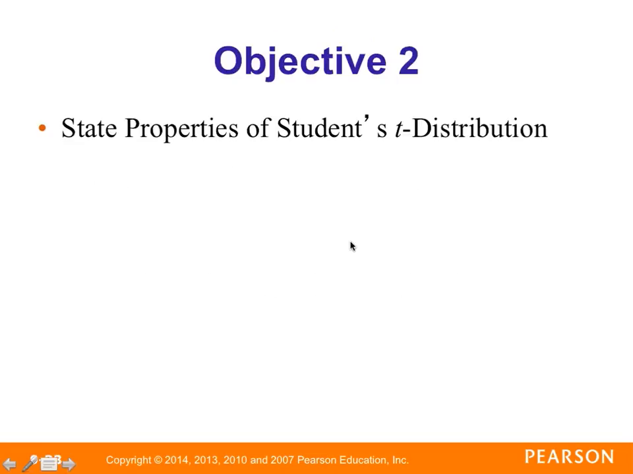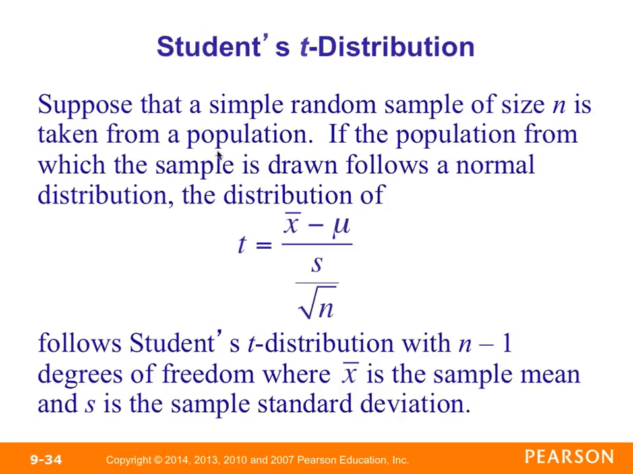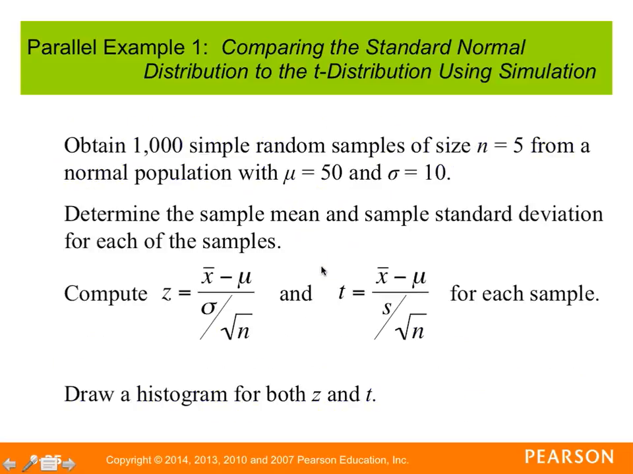Now, objective 2 is to be able to state the properties of a student's t-distribution. So let's go through this and we'll talk through why we use it in just a minute. Let's suppose that a simple random sample of size n is taken from a population. If the population from which the sample is drawn follows a normal distribution, then the distribution of t equals x bar minus mu, divided by s over square root n, follows a student's t-distribution with n minus 1 degrees of freedom, where x bar is the sample mean and s is the sample standard deviation.